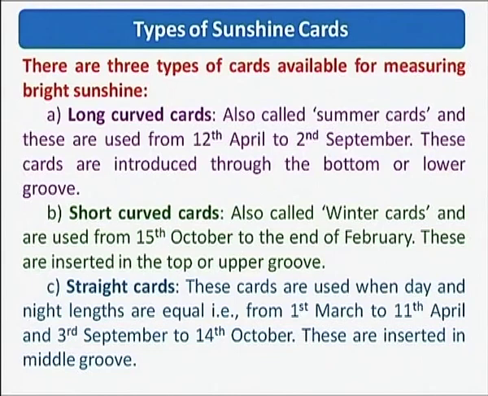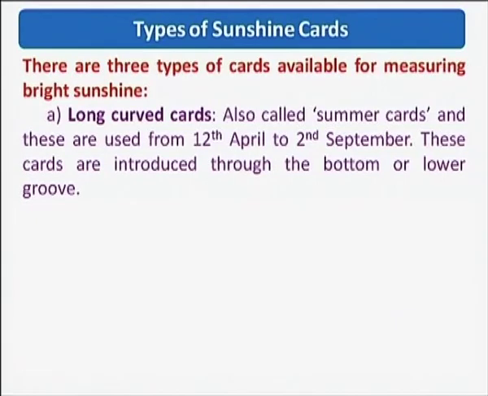Then, types of sunshine cards. The study of the sunshine card is very necessary because it is widely used in the measurement of sunshine duration. There are three types of cards available for measuring bright sunshine. First is the long curved cards. It is also called the summer cards, and these are used from 12th April to the 2nd September. These cards are introduced through the bottom or the lower groove.